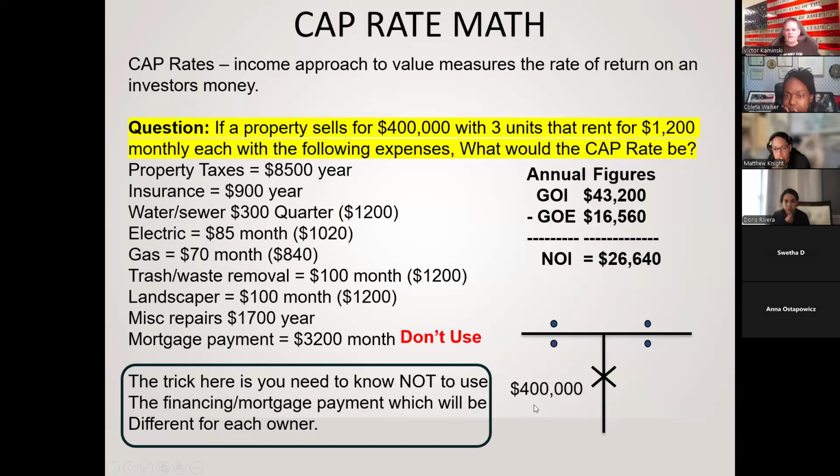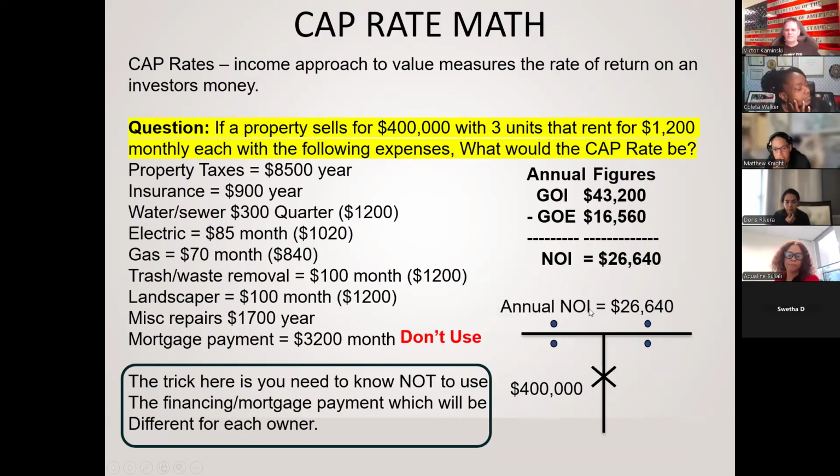So we put the 400,000 down the bottom and 26,640 up top, the annual net income. Divide that by 400,000 and we get a cap rate of, drum roll please. What do we get a cap rate of? 0.06, that would be 6%. Oh, it looks like it was 0.066, right? So yeah, 6.6% cap rate.